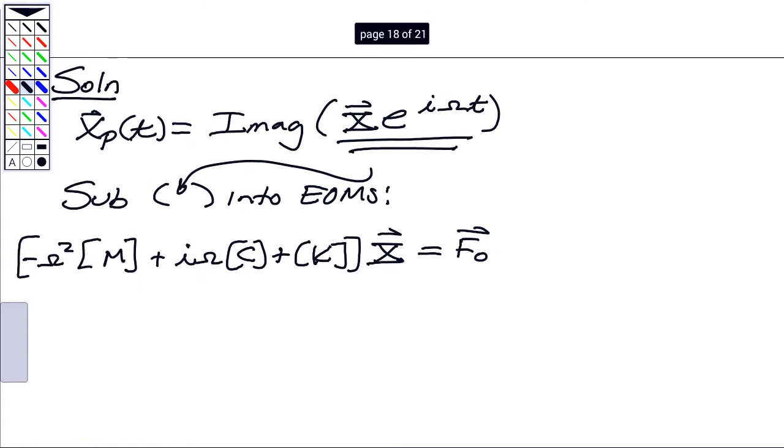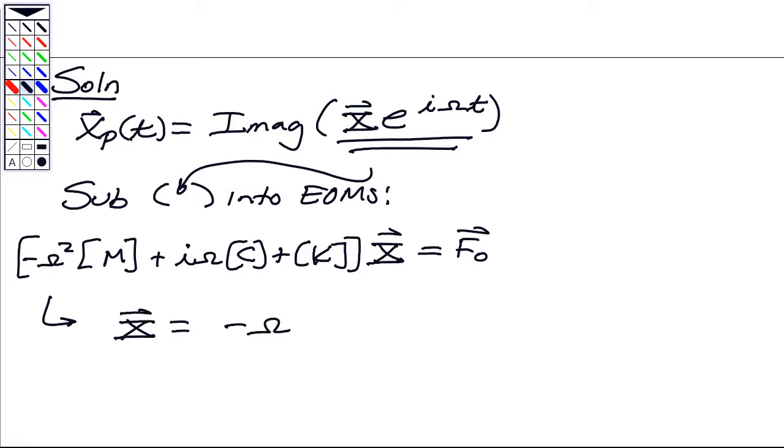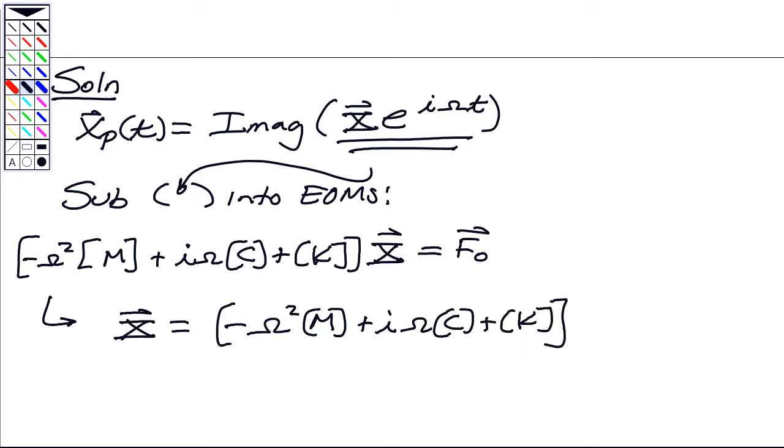So from this we know that the solution vector X is found by taking the inverse of the matrix minus omega squared M plus i omega C plus K. We invert that. It's going to be a 2 by 2. It's going to be complex, but yet it's going to be a 2 by 2. Post multiply that by F naught.